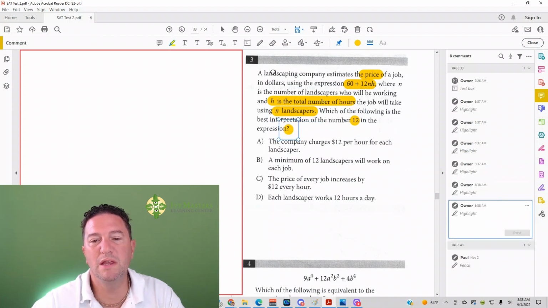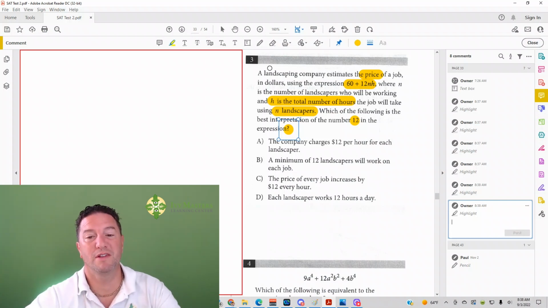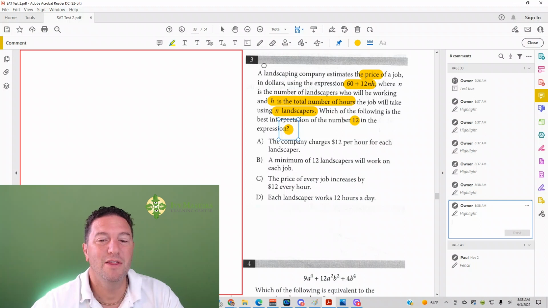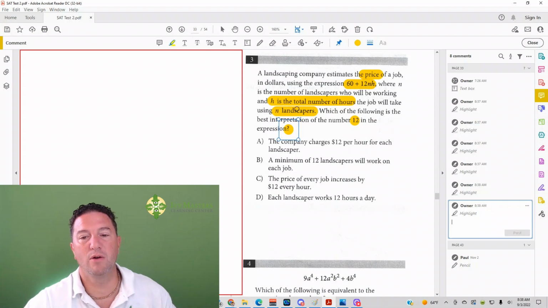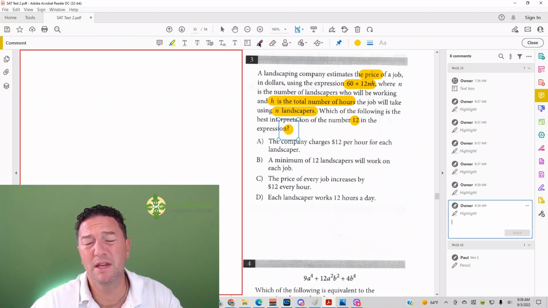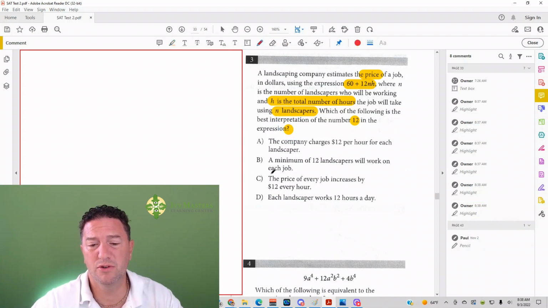So when you read these things, it's always a good idea to underline the expression and underline what the variables stand for. We're going to see here that it's going to help us answer the question. It's going to make it much simpler. So H is the number of hours and N is the number of landscapers. So based on that, we could actually eliminate a couple of answer choices.